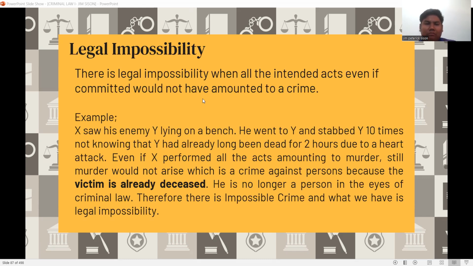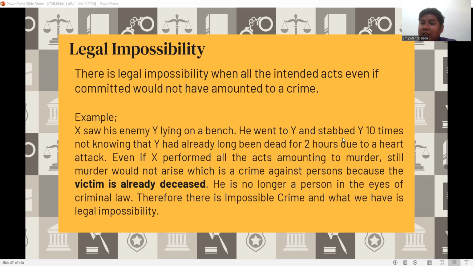Okay, example: X saw his enemy Y lying on a bench. He went to Y and stabbed Y 10 times, not knowing that Y had already been long dead for 2 hours due to a heart attack. Even if X performed all the acts amounting to murder, still murder would not arise, which is a crime against person, because the victim was already dead. He is no longer a person in the eyes of criminal law.